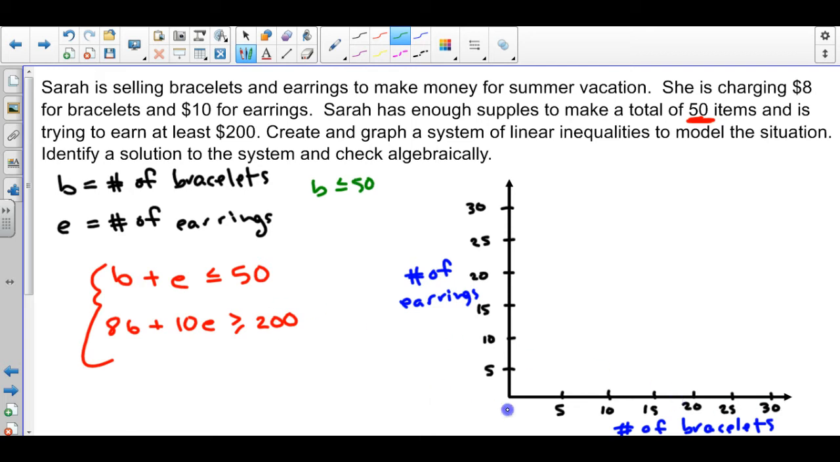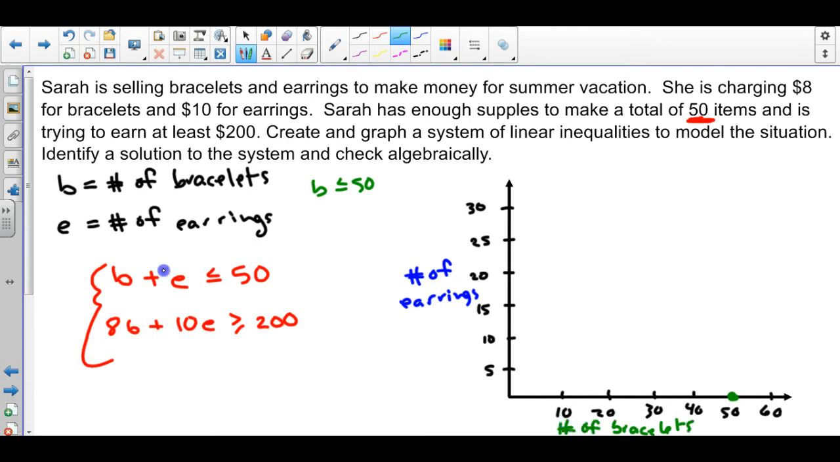I might actually have to change my scale. I'm going to go on my x-axis, and I'm going to change the scale real quick, count by tens, and graph where 50 is. So 10, 20, 30, 40, 50, and I'm going to put a point there representing the 50 bracelets that she would need to make her goal. So this is bracelets.